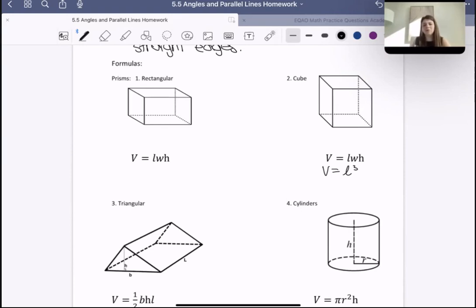However, we can't do that for just any rectangular prism because some rectangular prisms, in fact, most rectangular prisms, are not going to have this property where length, width, and height are the same thing. They're usually different in most rectangular prisms.